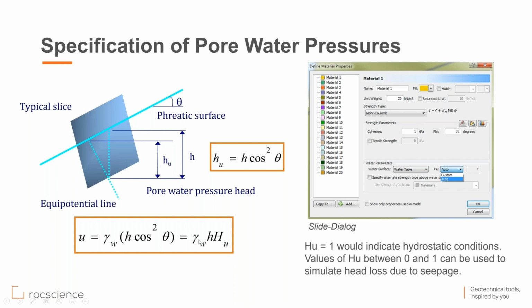In Slide2, when we are defining this, we have two options for hu. Hu can be a custom value or auto. Auto is automatically calculated based on these equations here, but with custom, you can assign any desired value that you would like. So hu equal to 1 would indicate a hydrostatic condition. If you have values between 0 and 1, you are actually simulating the hydraulic loss due to seepage. Having hu equal to 1, you're actually overestimating the pore water pressure, so in a sense you are being conservative. In most examples that I'm using here, I'm going to use hu equal to 1.